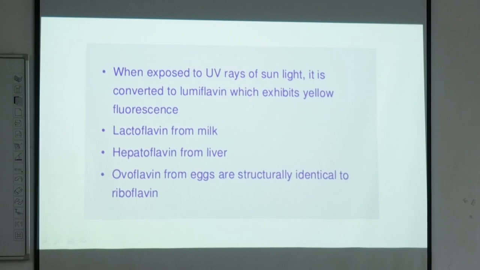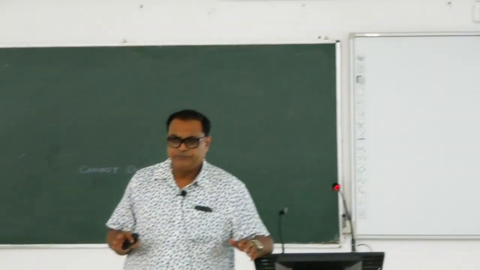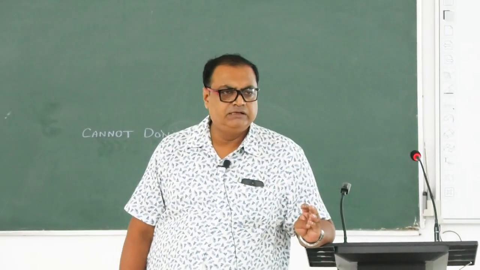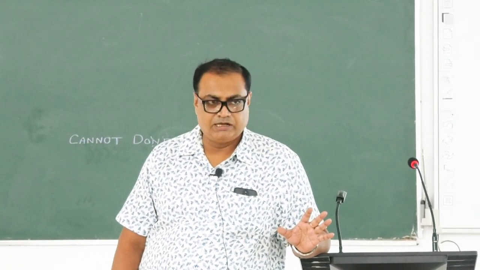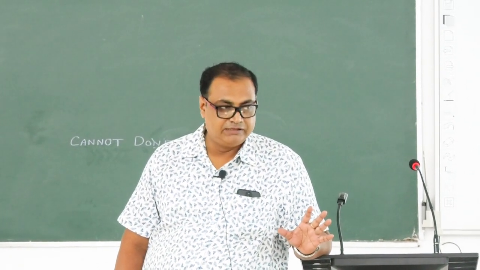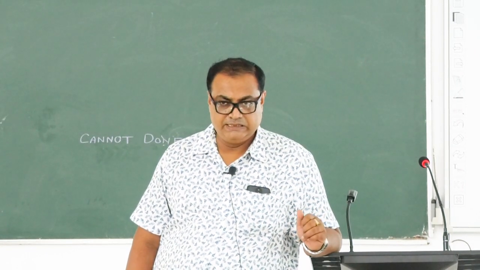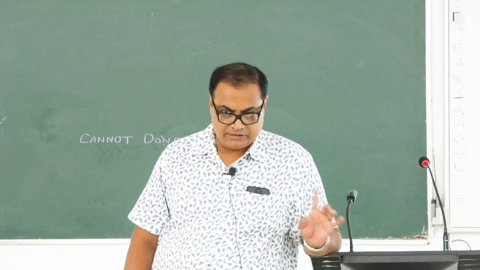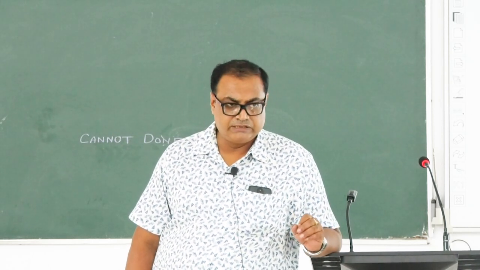Simple. This is for short questions. The chemistry part: it is a flavonoid group of compound. There is a ring structure. The name of the ring present in the riboflavin group is the isoalloxazine ring.